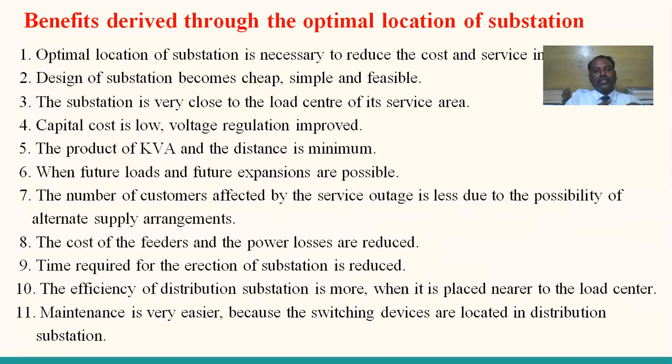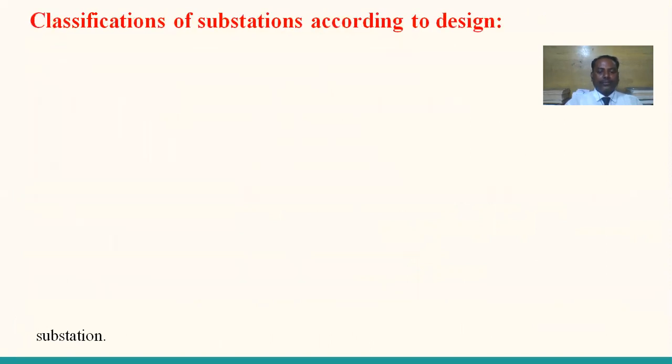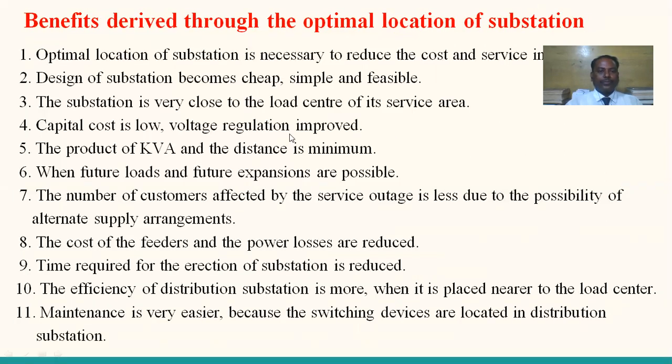So students, one request for you is, for example, the point number 4 you can observe here: capital cost is low, voltage regulation is improved. You can keep a point like one. Benefits, for example, the topic benefits derived through optimal location is the side heading. And you can keep the first point, improved voltage regulation. So you keep the side heading as improved voltage regulation, and you have to write in your own way.